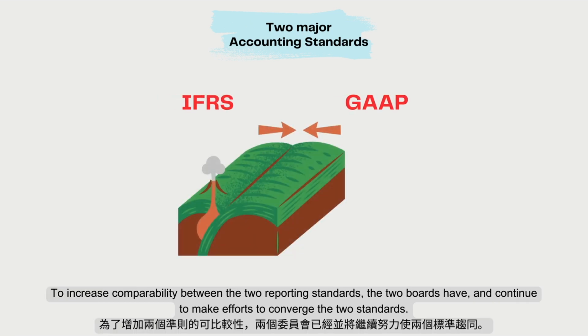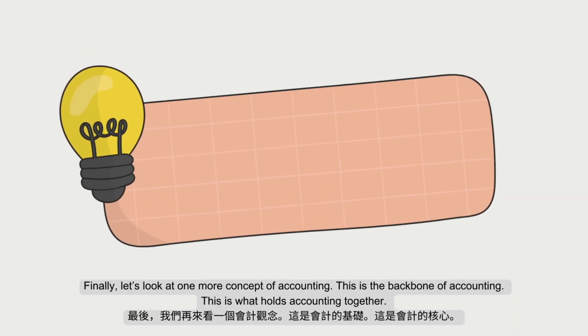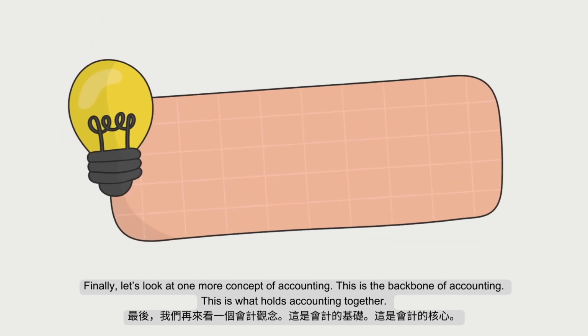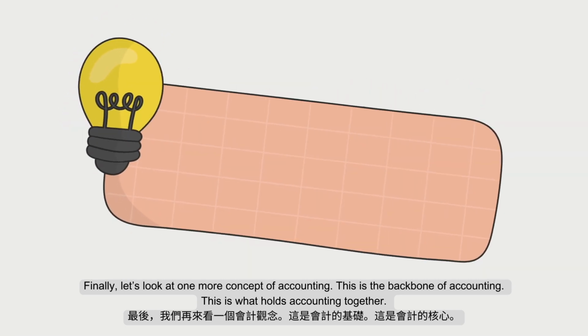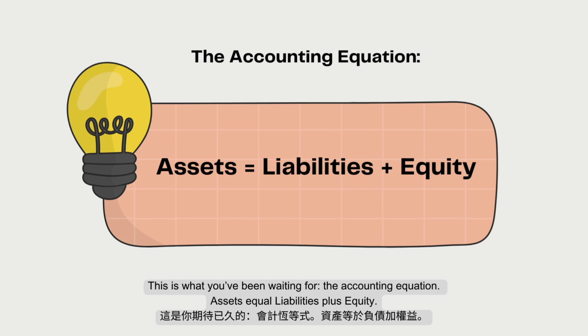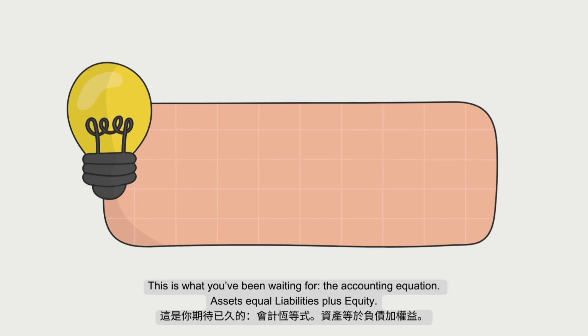The US follows GAAP, and the rest of the world mostly follows IFRS. To increase comparability between the two reporting standards, the two boards have and continue to make efforts to converge the two standards. Finally, let's look at one more concept of accounting. This is the backbone of accounting. This is what holds accounting together. This is what you've been waiting for: the accounting equation. Assets equal liabilities plus equity.